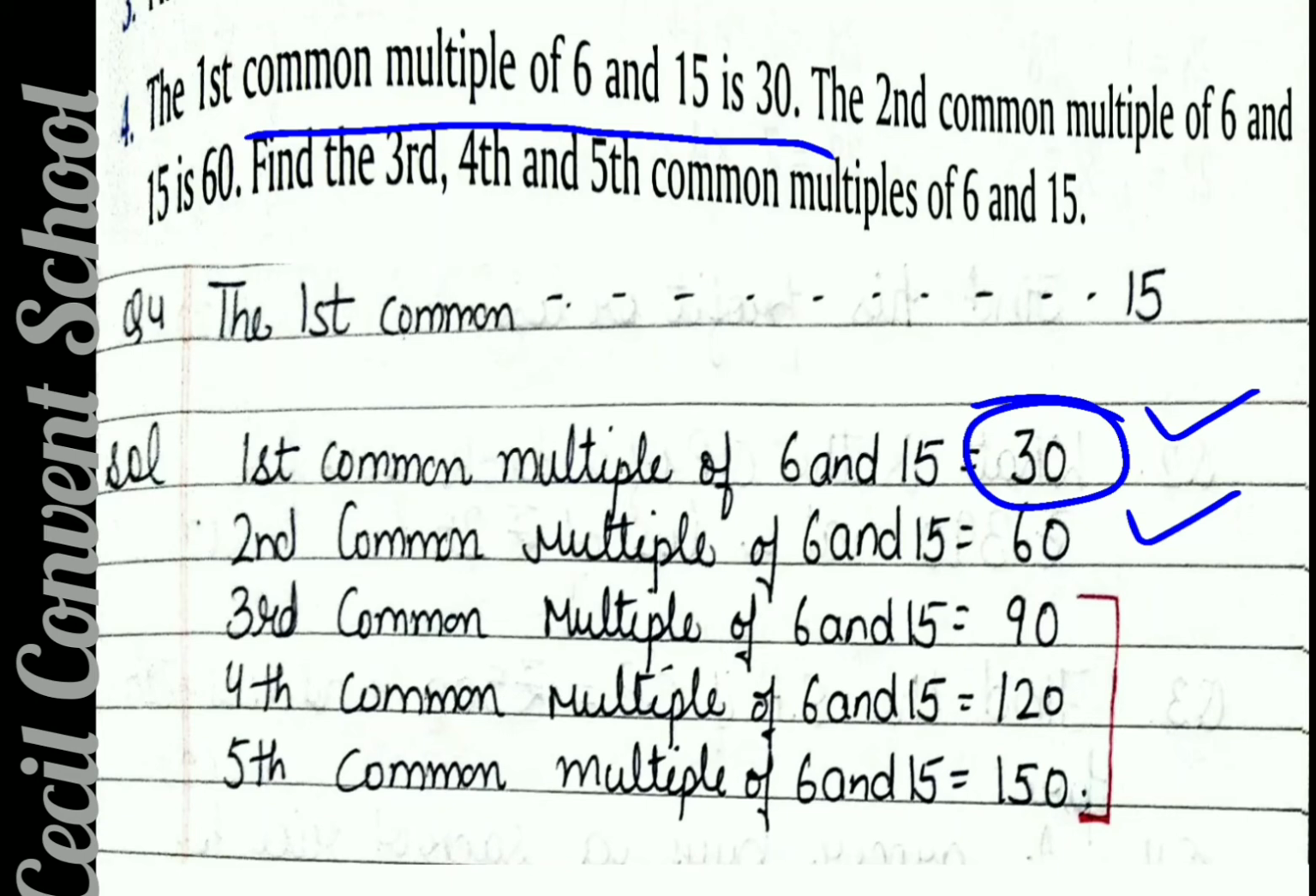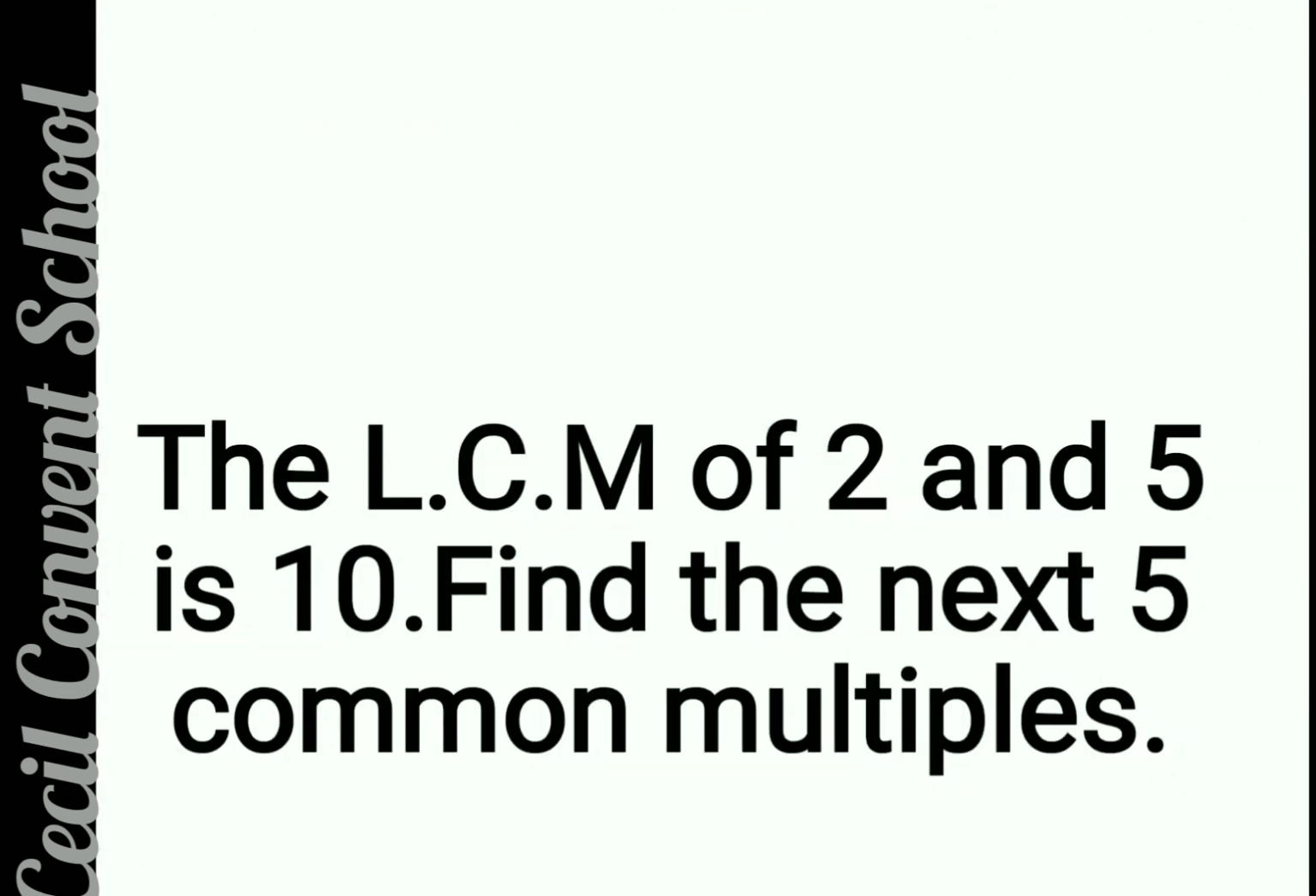Then the third common multiple will be what? 3 30s are 90. Then fourth will be 4 into 30, it will be 120. Then 5 into 30, 150. So the third, fourth, fifth common multiples are 90, 120 and 150. Clear students? Now we do question number 5.